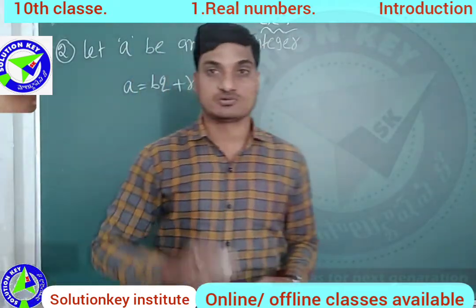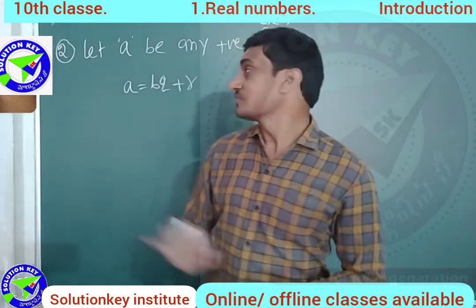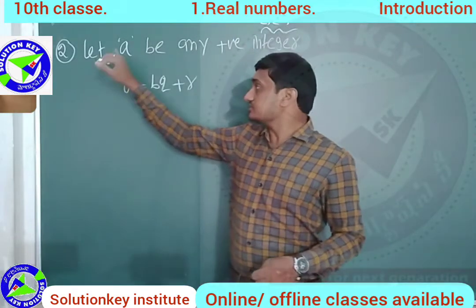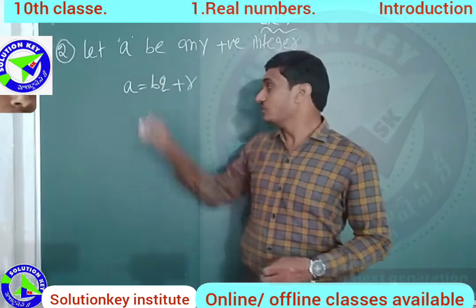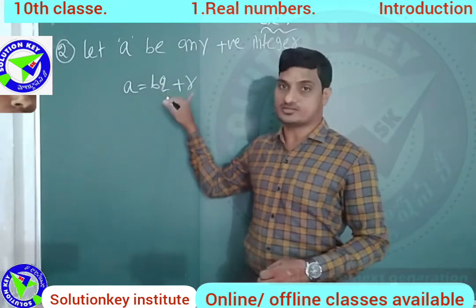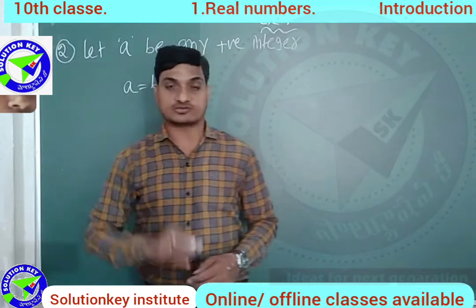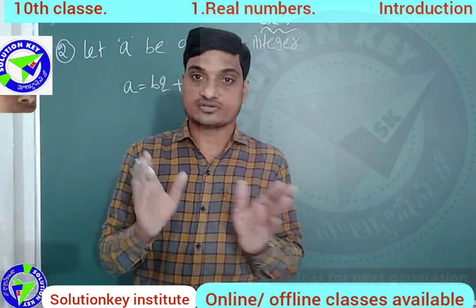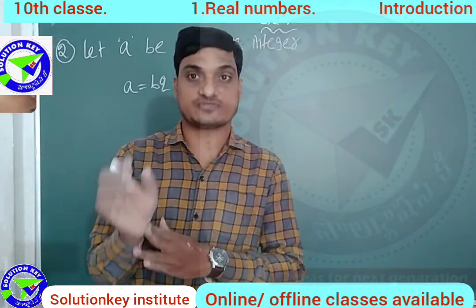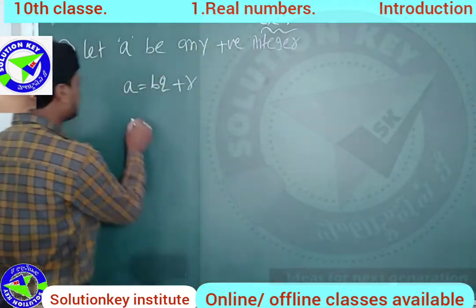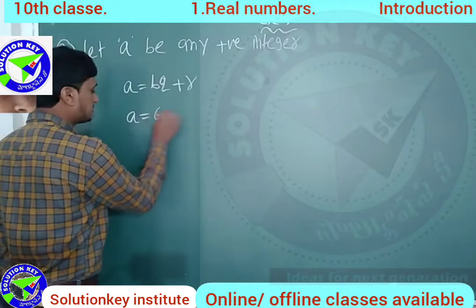Sir, you raise one doubt. Sir, you are taking let B be any positive integer. What about B and Q and R? Observe your question. Next line: use Euclid division algorithm. After that, what is given? 6Q plus 1. Now I am writing this one. A is equal to 6Q plus 1, right?